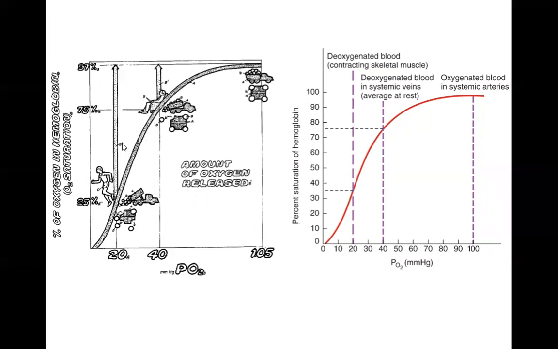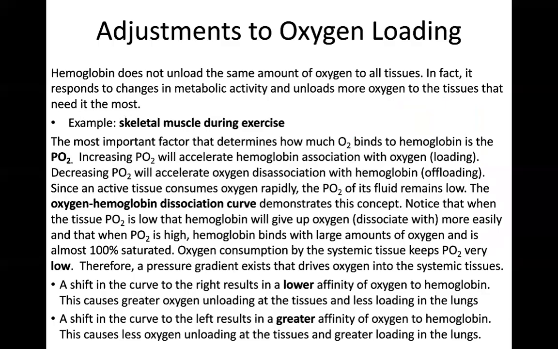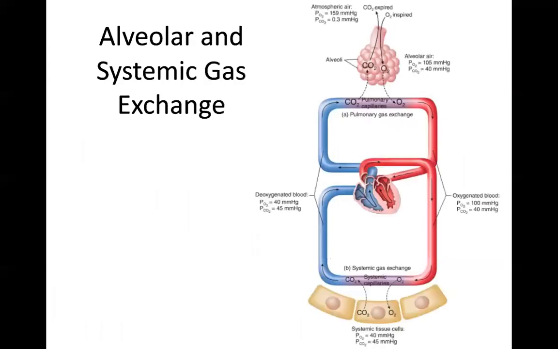Okay. Well, let me just break down what we're measuring in this graph. On the left, the y-axis for both, we're showing percentage saturation of hemoglobin, so how much oxygen is bound to hemoglobin. On the x-axis, we're measuring PO2. We've said it several times.